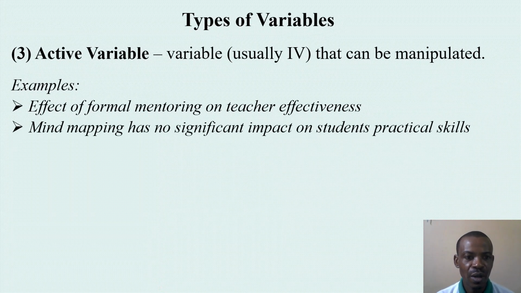Because you just manipulate it. Another example you can see here is: mind mapping has no significant impact on student practical skills. Mind mapping is the active variable.